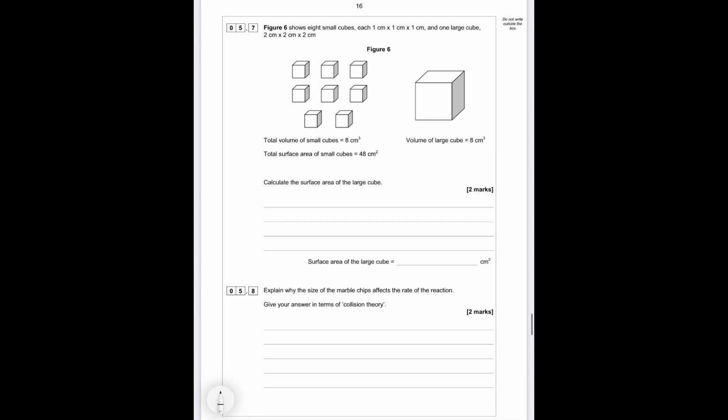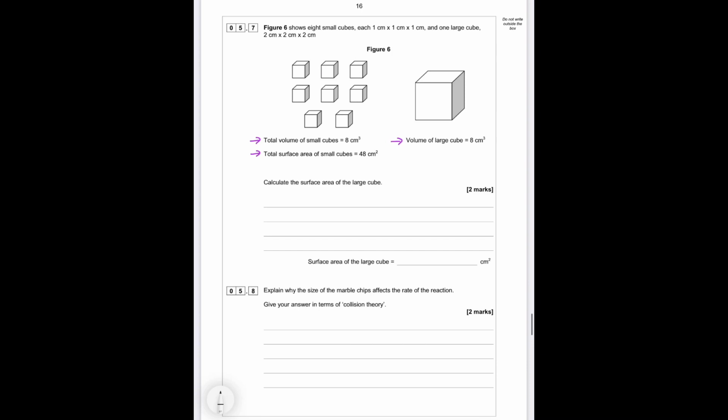Now for this question, we have figure 6, which shows 8 small cubes, each of 1 centimetre by 1 centimetre by 1 centimetre, and one large cube, which is 2 centimetres by 2 centimetres by 2 centimetres. We're told the total volume of the small cubes is 8 centimetres cubed. We're told the total surface area is 48 centimetres squared. And for the large cube, we're told the volume is 8 centimetres cubed, and we're asked to calculate the surface area of the large cube.